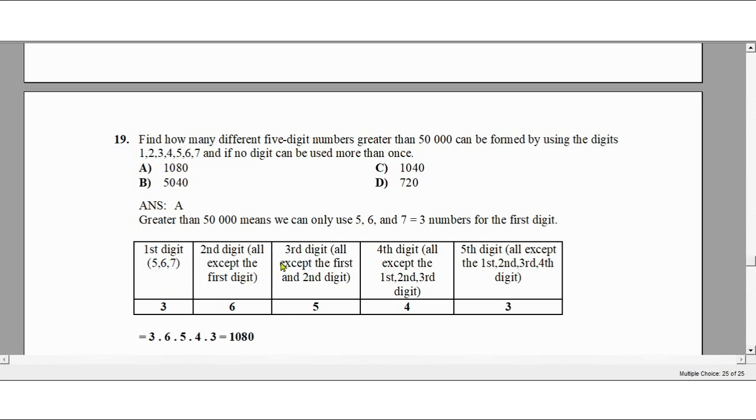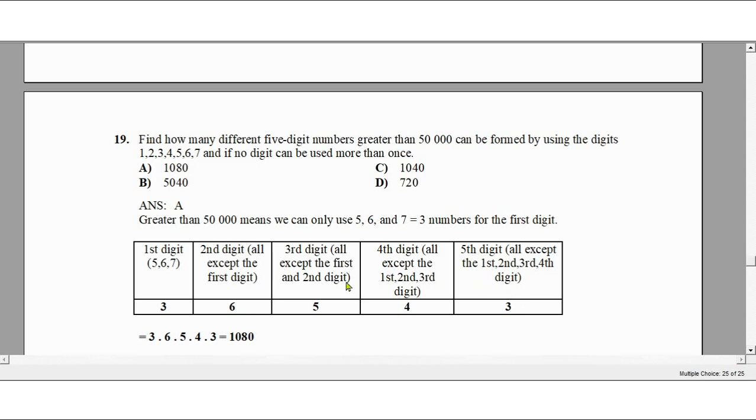The third digit, of course, we already chose the first and second, so we can choose all except them, right? So it's decreased to 5. Okay, and then the fourth, of course, it is 4 because we cannot use more than once, right? We already used the first, second, and third, and the fifth also it's only 3.